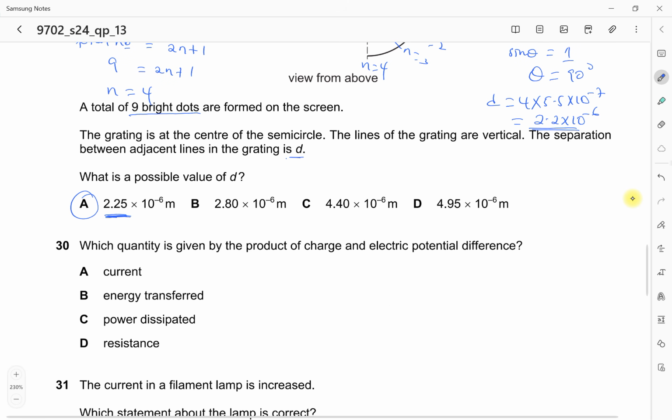Which quantity is given by the product of charge and electric potential difference?